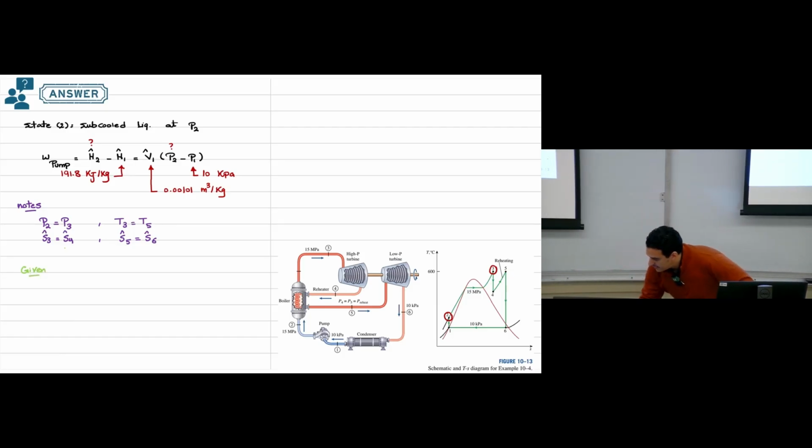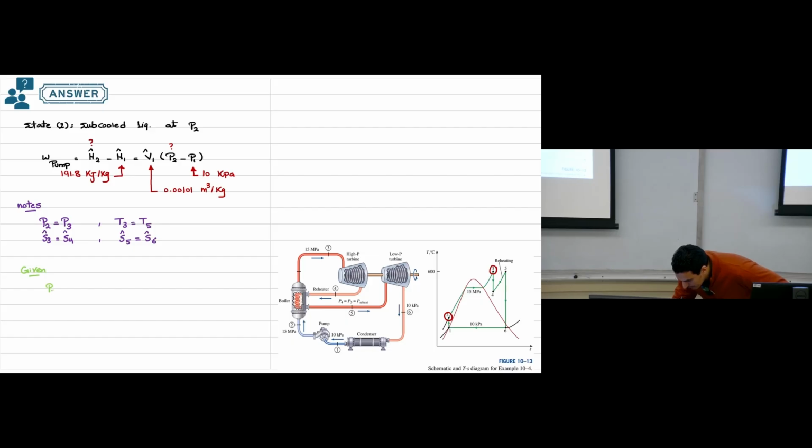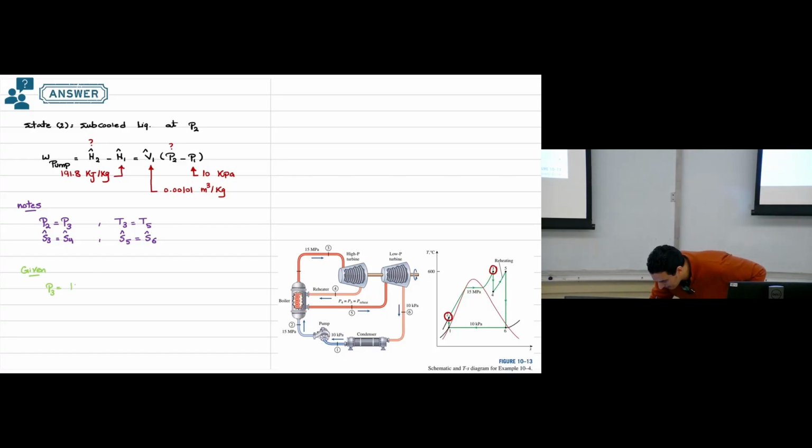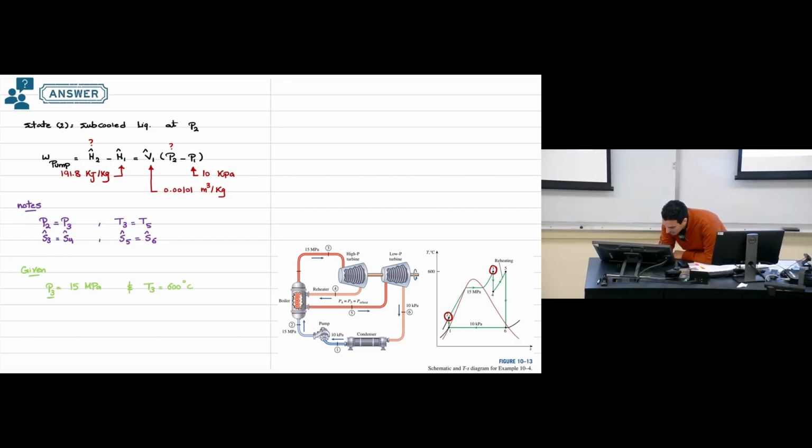We have given that the pressure at point number 3, in the example, was 15 megapascal, and temperature at point number 3 is 600 degrees Celsius. And at point number 3, we have superheated steam. So now I have pressure at point number 3, and the pressure at point number 3 will be the same as pressure at point number 2. This will be 15 times 10 to the power 3 kilopascal.